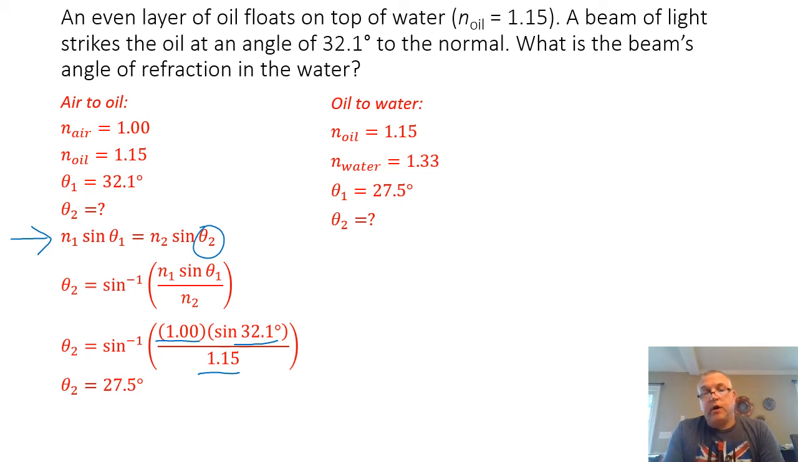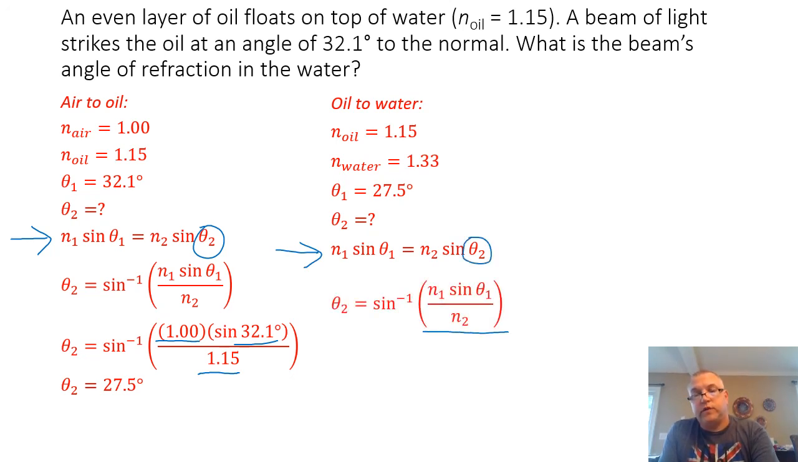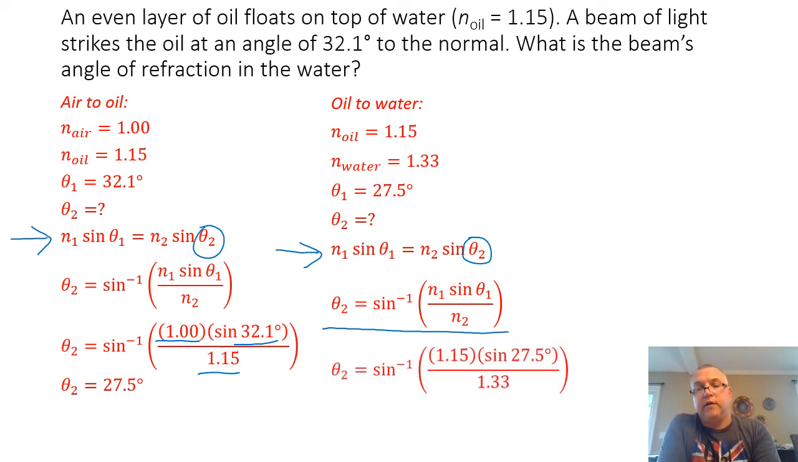Just like the last time, we are going to use Snell's law, and solving that for theta 2 will give us the same formula that we had before. Now we are going to insert the index of refraction for the oil, the angle of incidence at the oil to water boundary, and my index of refraction for the water. And when I do that out, I'm going to have an angle of refraction into the water of 23.5 degrees.